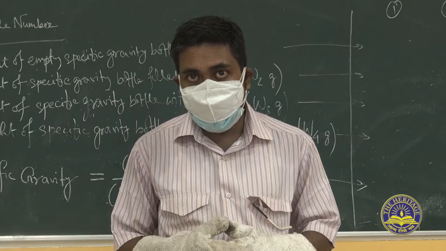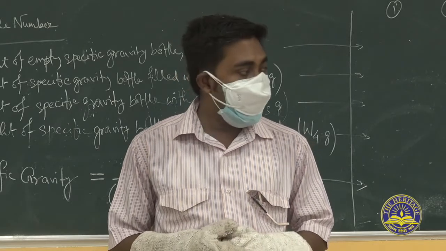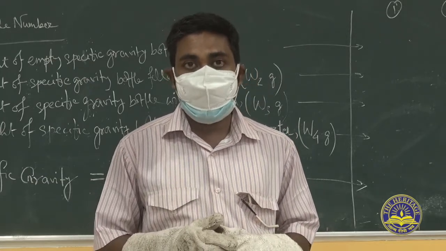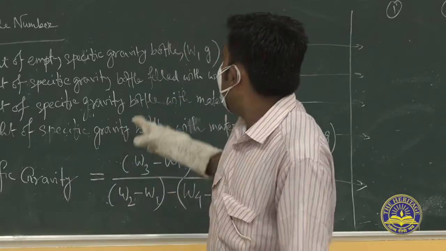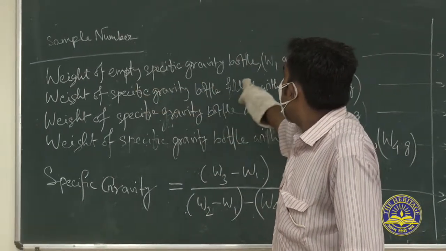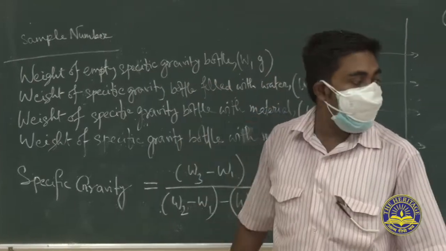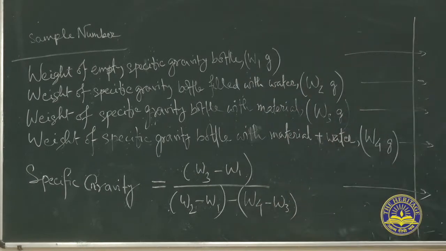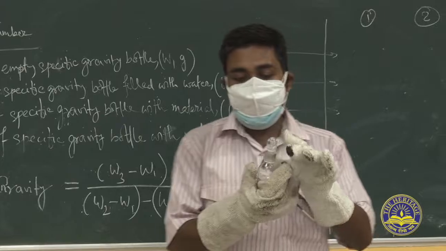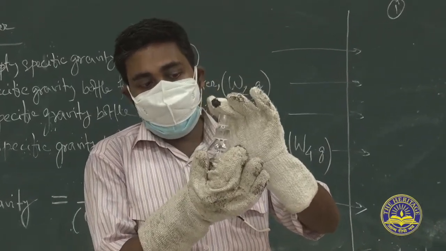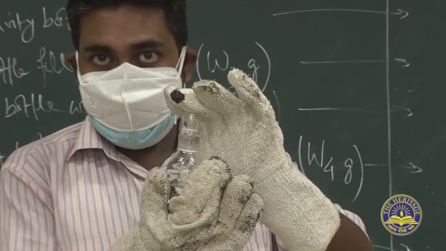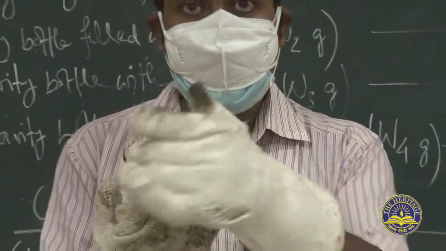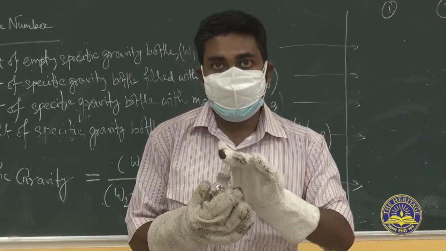Now I am going to perform the specific gravity test of bitumen. First I take the weight of the empty specific gravity bottle, as per the instruction given by sir on the board. That is W1 gram. This is our empty specific gravity bottle, with a capacity of 50 ml. Now I am going to take the weight in the weighing balance.